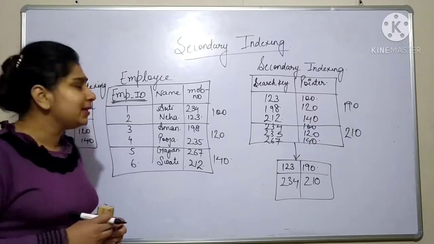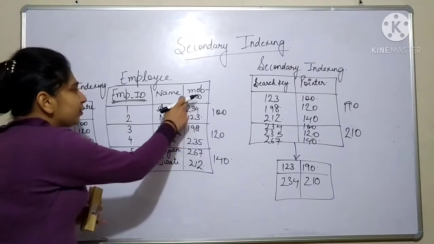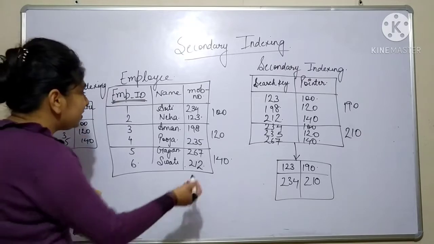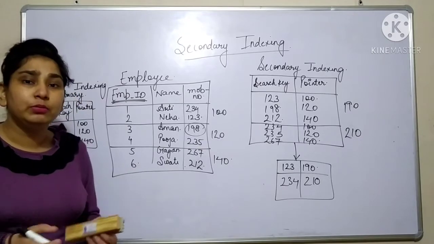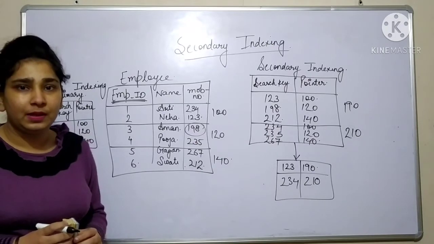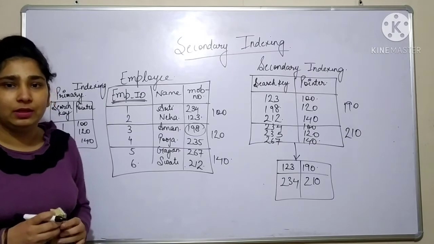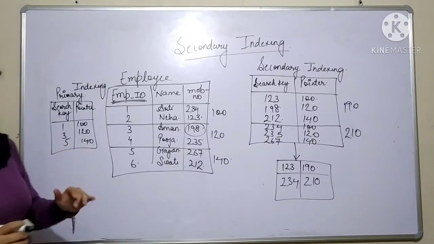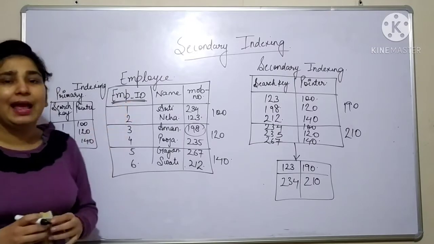But let's suppose the user changes the search key. If the user says, please give me the detail of the employee whose mobile number is this, so we now have to search on the basis of mobile number. In that case, we cannot make use of this primary index table. This index table is going to fail. It is only used if you want to perform a search query on the basis of the employee ID attribute.